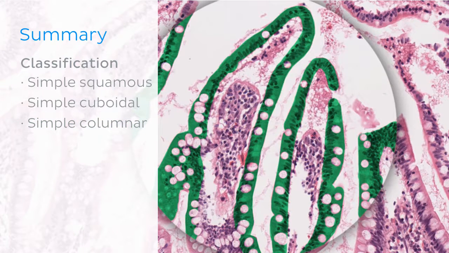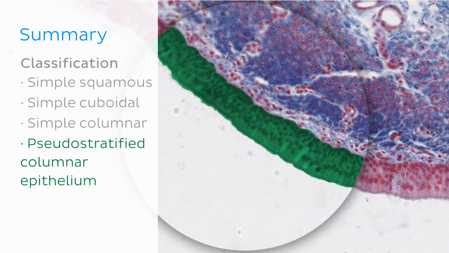And finally, we talked about pseudostratified columnar epithelium, whose epithelial cells are columnar in shape and appear stratified, even though there's only a single layer of cells. We also looked at some examples of where the different types of simple epithelium can be found in the body.